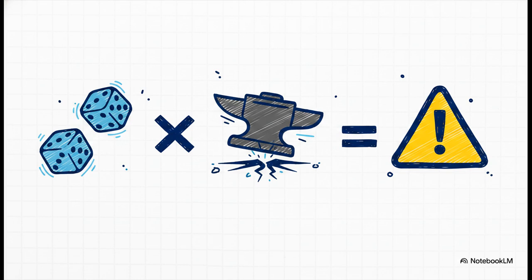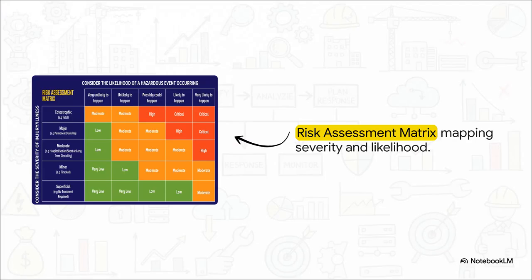Risk equals likelihood multiplied by consequence. Or to put it even more simply, a hazard's danger is just the product of how often it might happen, multiplied by how bad it'll be if it actually does happen. Now, what's really interesting about this matrix is how that equation turns into a vibrant, color-coded map.